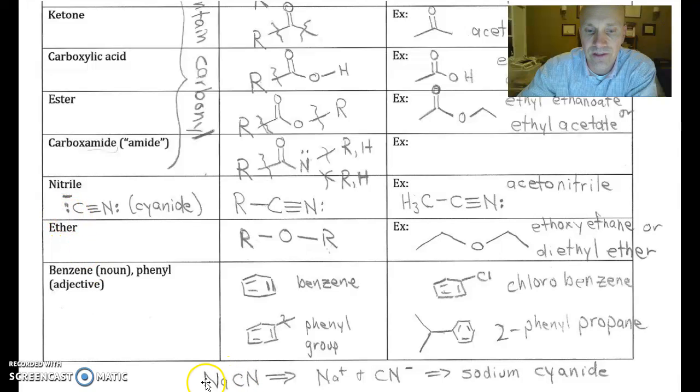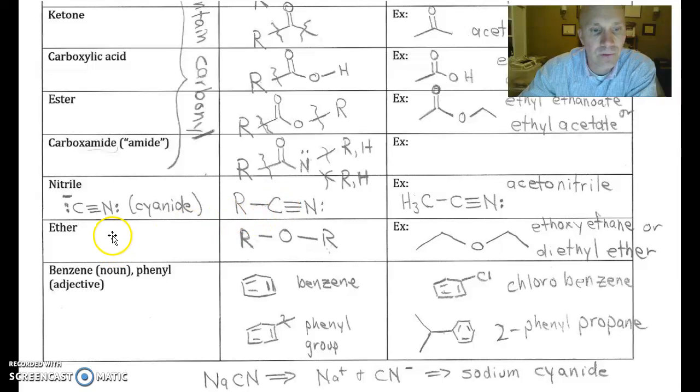All right, so if you had something like sodium cyanide, that's an ionic compound. The cation is Na+. The anion is CN-, and this would be the Lewis structure for that particular polyatomic ion, and you would name that as sodium cyanide. So the difference is going to be whether it's a polyatomic ion or just a functional group within a covalently bound structure.